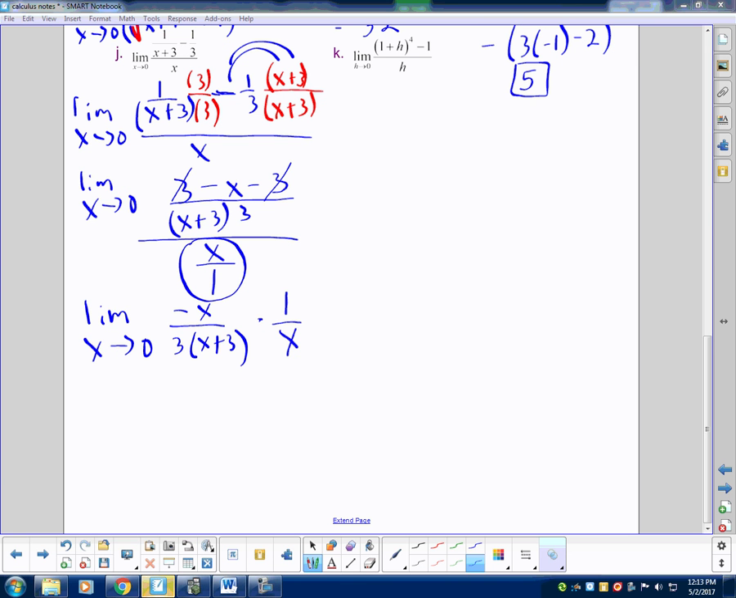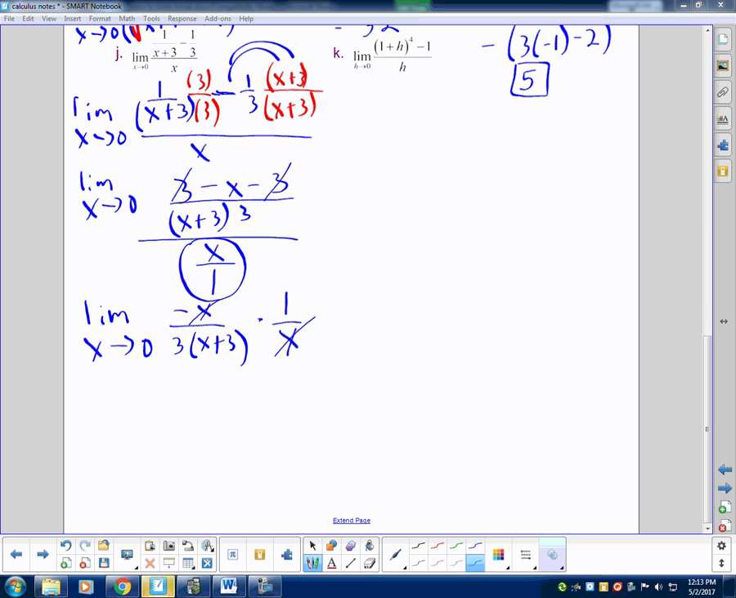Unfortunately, you guys don't have to extend the page option, do you? But I can just keep going. So these cancel. And now I'm ready to plug in the 0. Something has changed, right? I got rid of these. So I can expect something different to happen at 0 over 0.